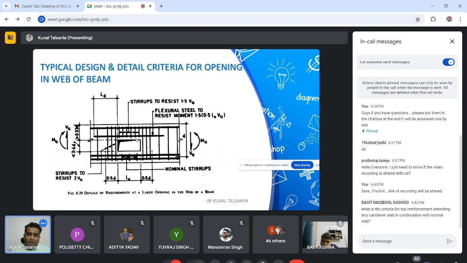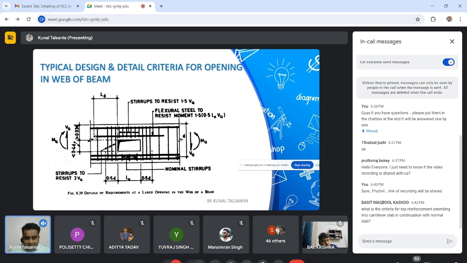So how much extra reinforcement do you have to keep? The code has suggested stirrups to resist 1.5 times Vu. This stirrup has to resist my actual shear force at this location times 1.5. So they have increased the limit. You have to ensure that your stirrups take 1.5 times your total shear force. This is Vu, meaning ultimate shear force, that is the factored one, not serviceability. This is factored load, factored shear.